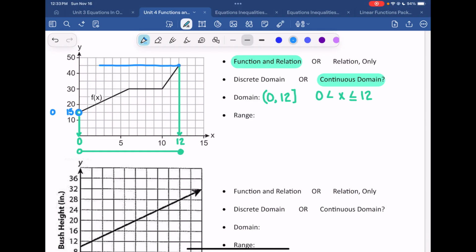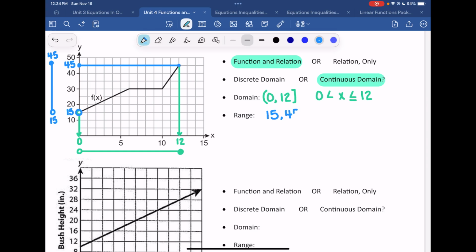So if I trace this over to the y-axis, it's 45. Okay, so that's closed, and it's 45. So it's everything from 15, not 0, 15 to 45. Okay, 15 to 45. You don't have to annotate it like this. I just like to do it because I feel like it separates the x and the y a little bit more. Okay, so we're going from a low of 15 to a high of 45.